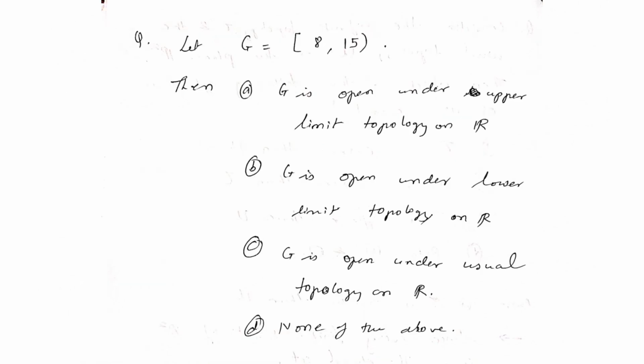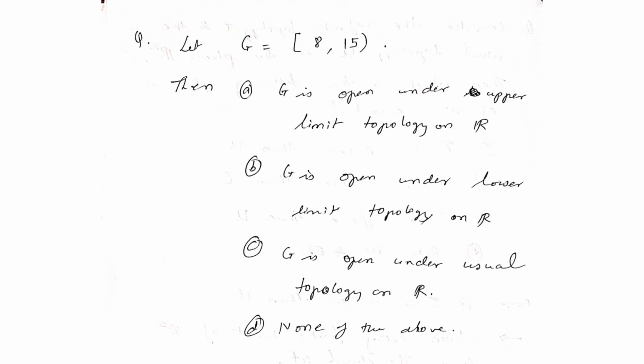So the next question is, you have an interval G of this type, closed at 8, comma 15 and open. Then you have to find which of these is satisfied. Is it option A, that is G is open under upper limit topology on R, or option B, that is G is open under lower limit topology on R, or C, that is G is open under usual topology on R, or D, that is none of the above?